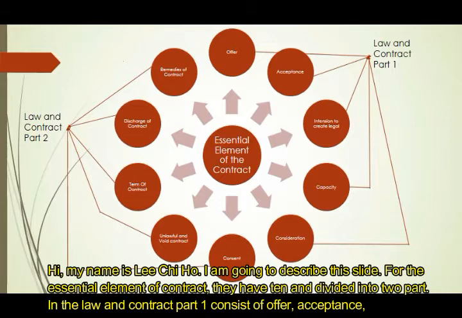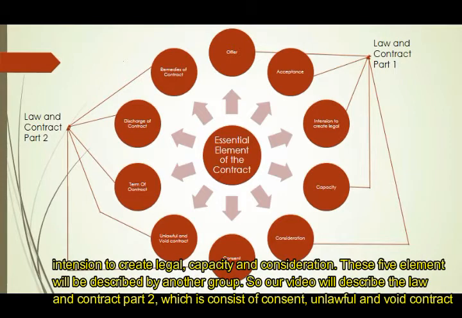So I'm going to describe this slide. For the essential elements of the contract, there are 10, divided into two parts. In the law and contract, part 1 consists of offer, acceptance, intention to create legal relations, capacity, and consideration. These 5 elements will be described by another group.